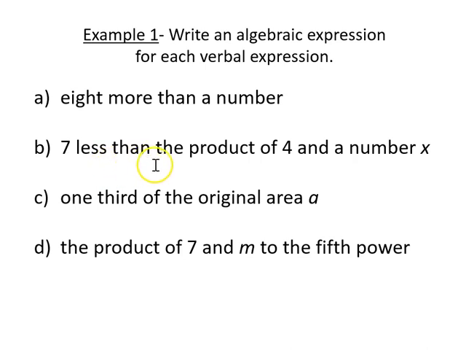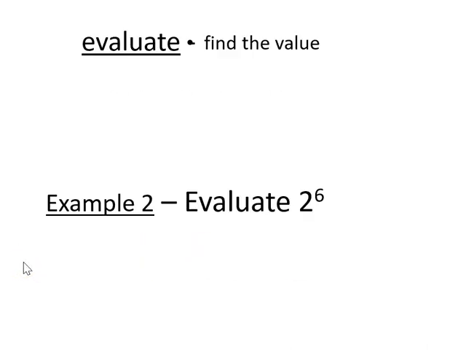Okay, so 7 less than the product of 4 and a number x, so that should be 4x minus 7. 1/3 of the original area, the word of means multiplication. The product of 7 and m to the 5th power. So 7 times m first, and then to the 5th power is what we're doing on that one. Evaluate means to find the value. So when it says evaluate 2 to the power of 6, we're going to actually answer it.